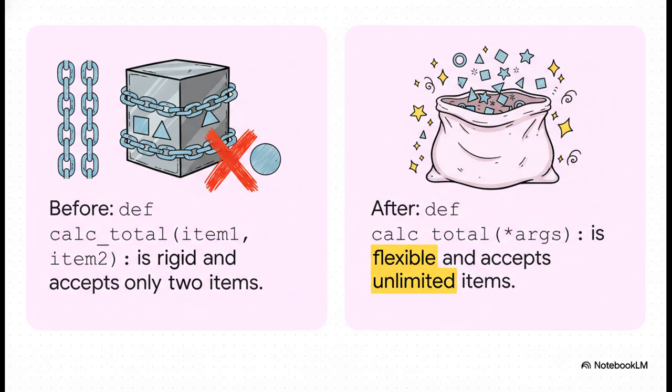And wow, the difference here is just night and day. On the left, you've got our old rigid function, and on the right, our new super flexible version. With one simple change, our function can now handle any number of items because Python is packing them all up into a tuple for us to work with.